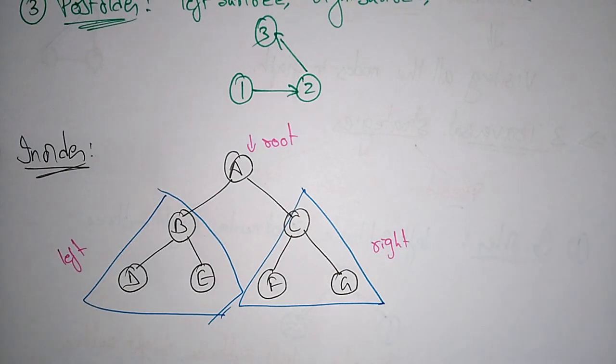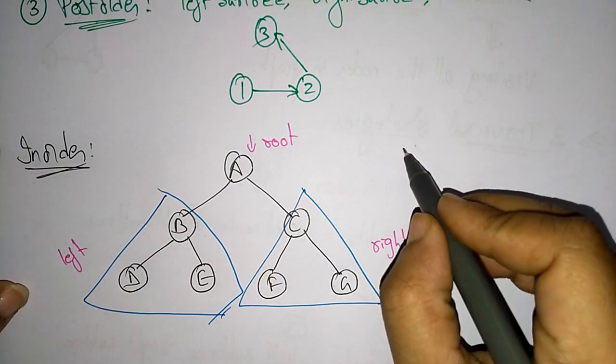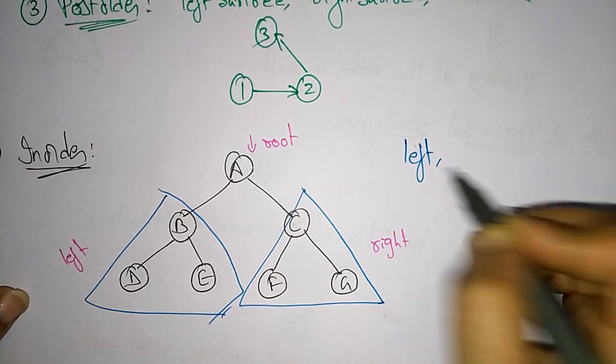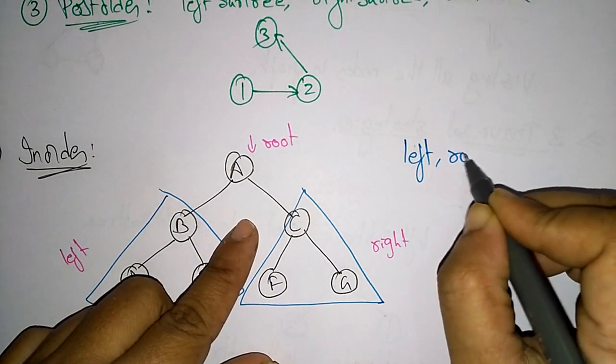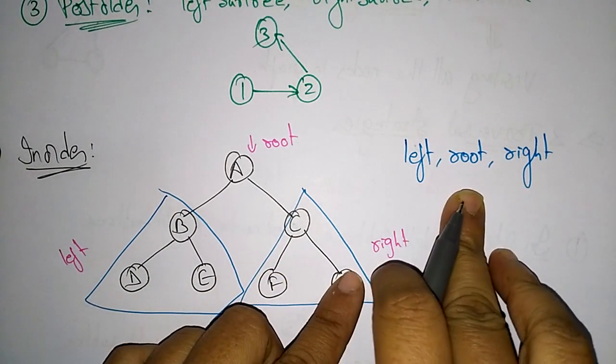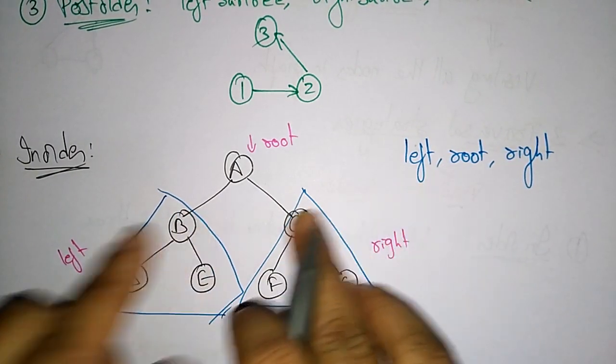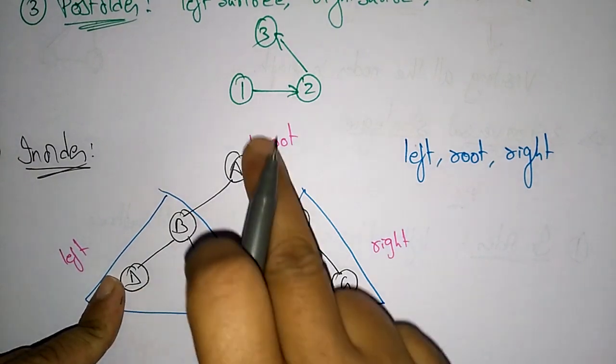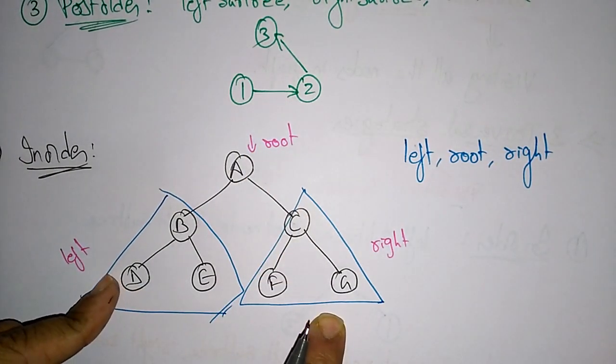Okay, so what is Inorder? Inorder means first it has to visit the left node, after that it has to visit the root node, after that it has to visit the right node. So that is the condition. First it has to visit the left subtree, after that the root, after that the right.